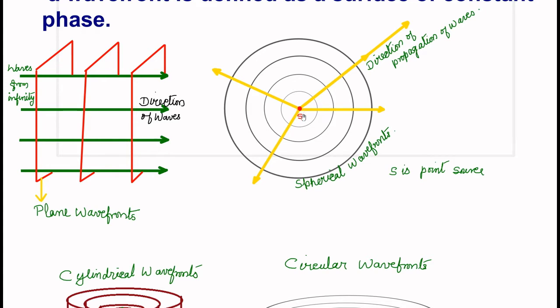In this diagram, S is a point source which emits waves in all possible directions. So wavefronts are spherical in nature. Any number of wavefronts can be drawn. All these wavefronts are concentric spheres.